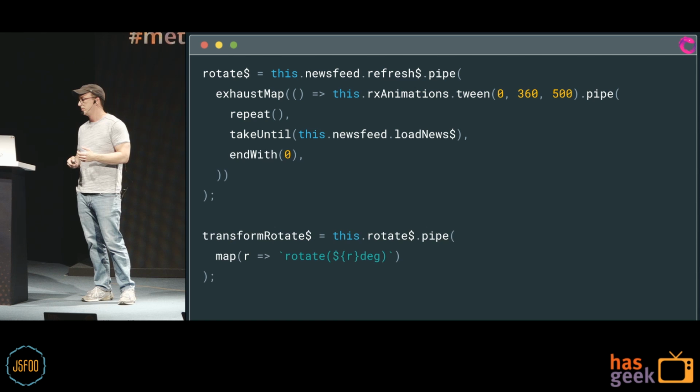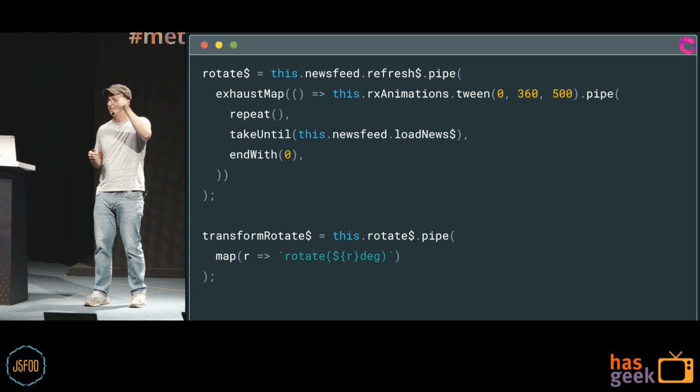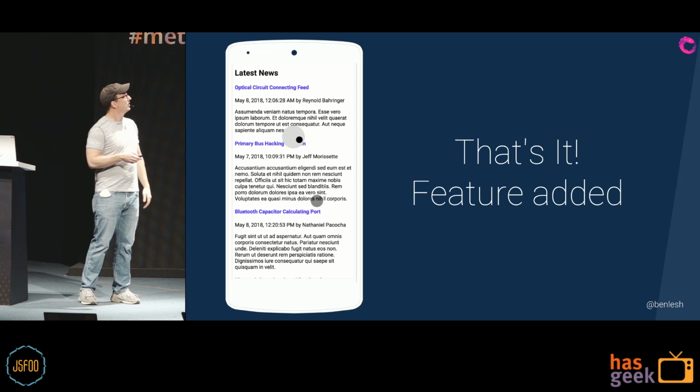And then the other thing I'm going to add here is end with zero. End with zero is just because if it's spinning around like this and the data comes back while it's down kind of crooked, then it's going to be stuck there until the next time it starts spinning again. So I just wanted to jump back to zero so it's in a nice clean spot. And that's it. Our feature's added.